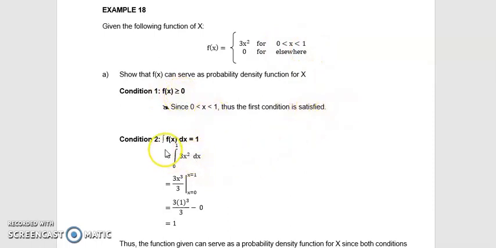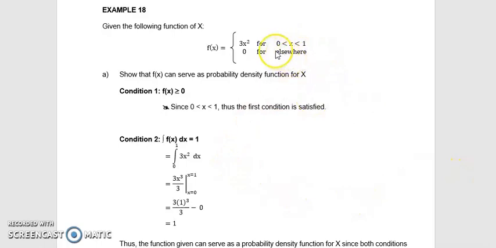Second condition, if we integrate the PDF, the total should be equal to 1. Let's check the integration part. I hope you still remember how to integrate a simple function. Don't worry, for STA108, it will give you simple functions to integrate. It does not involve integration by parts. It is how you do it in your calculus.